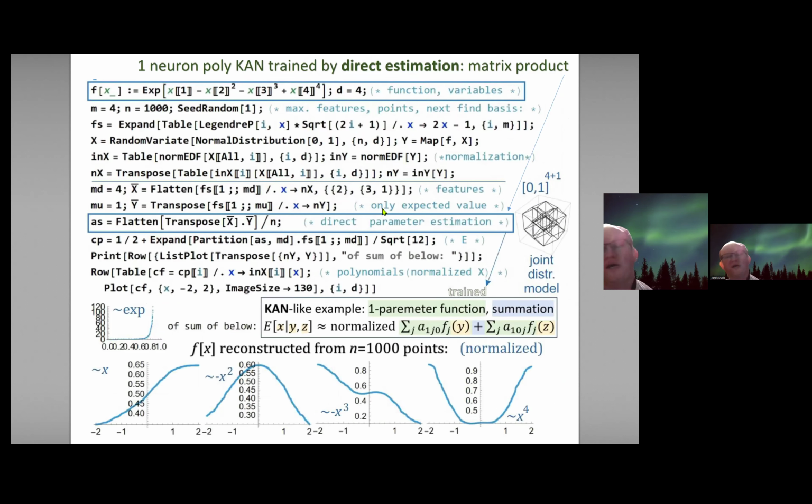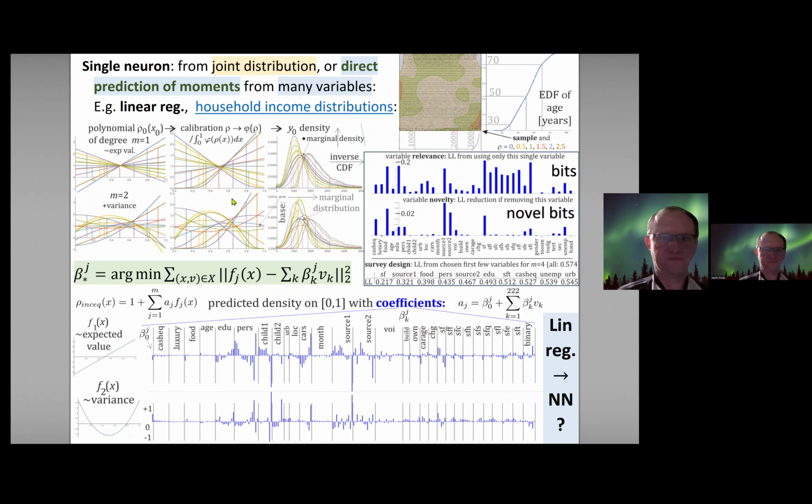Another simple example is just one neuron, similar to a KAN application, where we have some function we would like to get from a sample of, let's say, 1000 points. So here we literally model the joint distribution as a 5-dimensional cube. Yes, the direct estimation is just a product, and it reconstructed the function slightly deformed because we have this normalization, but basically in this simple case it works.